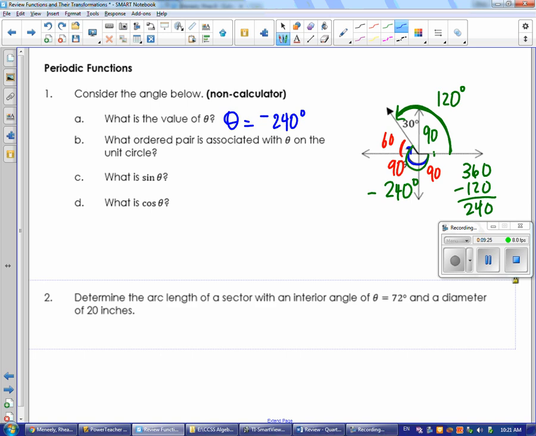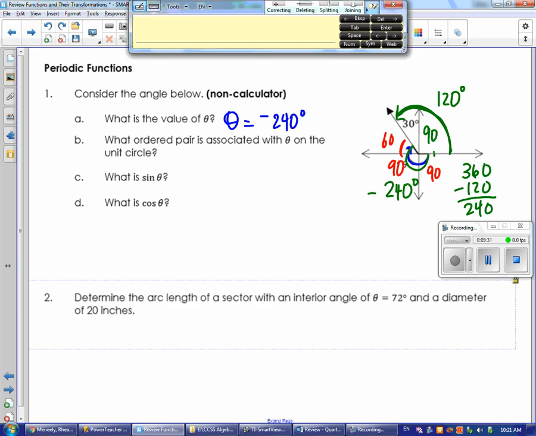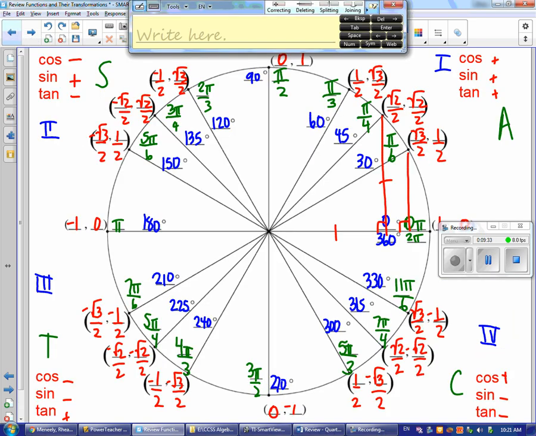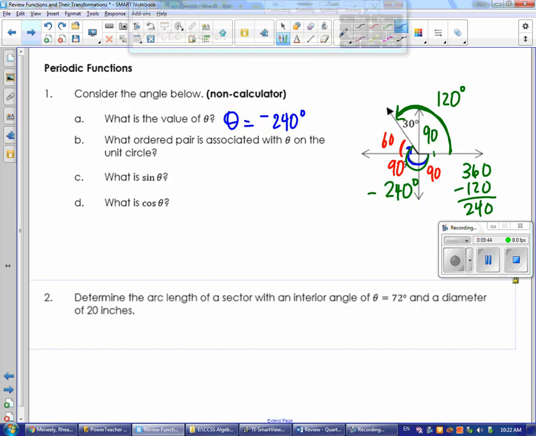In letter B, it says, what ordered pair is associated with theta on the unit circle? Well, we just did that. So if we go back to our unit circle in the previous slide, that negative 240 or positive 120-degree angle is going to leave me with this ordered pair here. So let me go ahead and write that. It's going to be a negative 1/2 and a positive square root of 3 over 2.